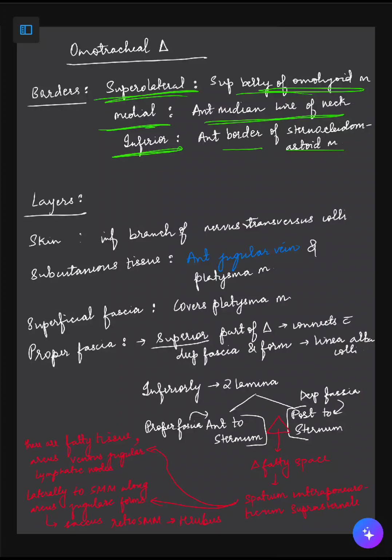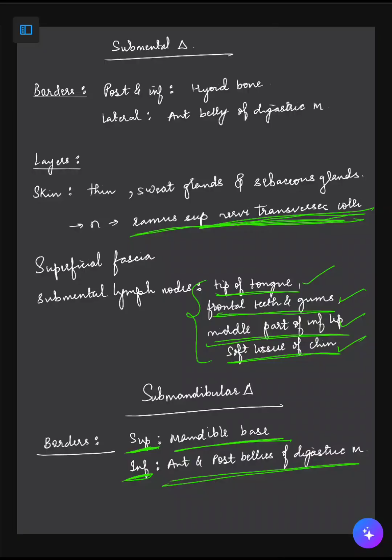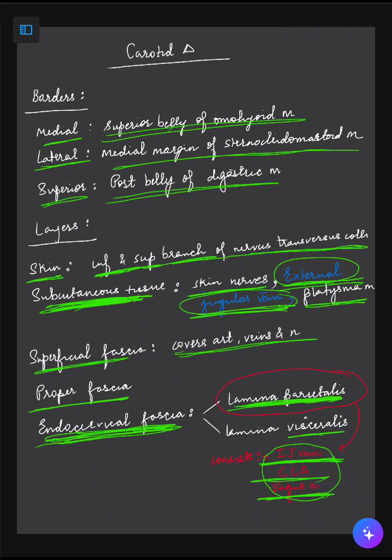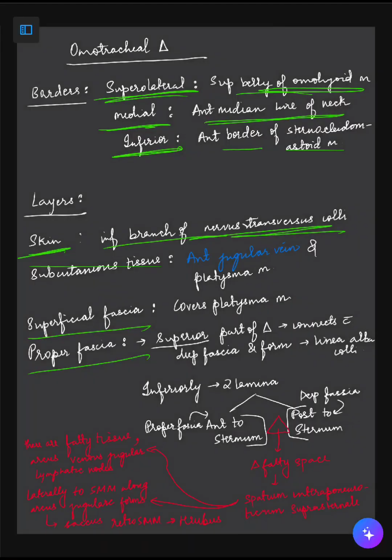Now layers. The layers are skin, subcutaneous tissue, superficial fascia, proper fascia. In the skin, there is the inferior branch of the nervus transversus colli. In the submental and submandibular triangles, there was the ramus superior nervi transversi colli, meaning the superior branch. In the carotid triangle, it was the inferior and superior branch. And in the omotracheal triangle, it is the inferior branch of the nervus transversus colli.